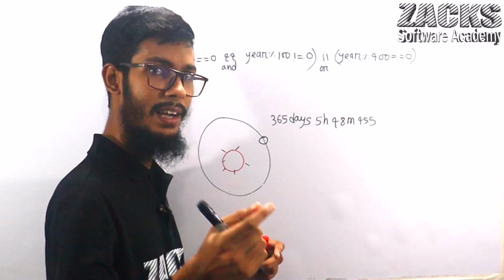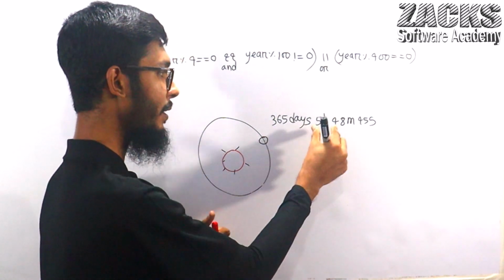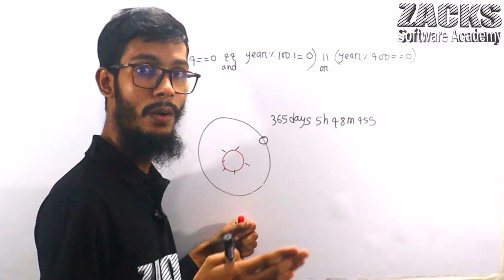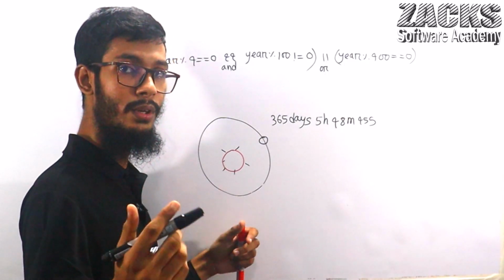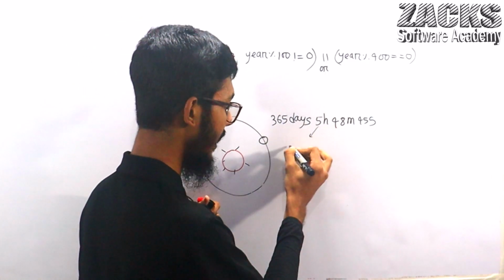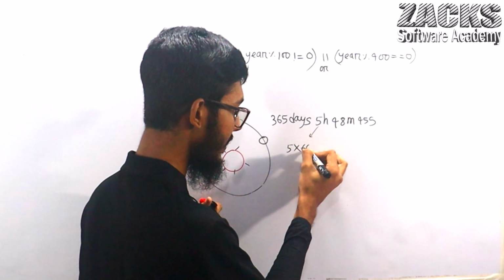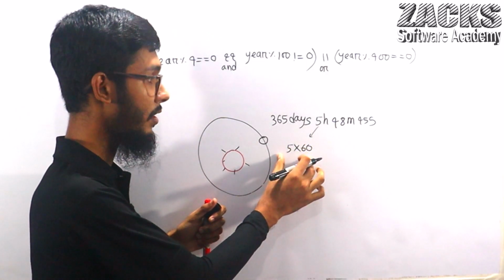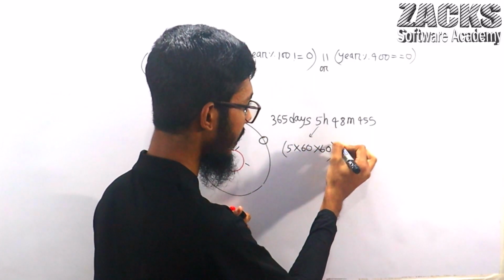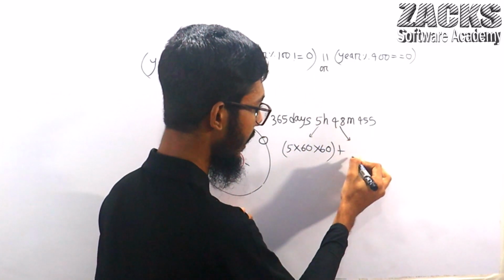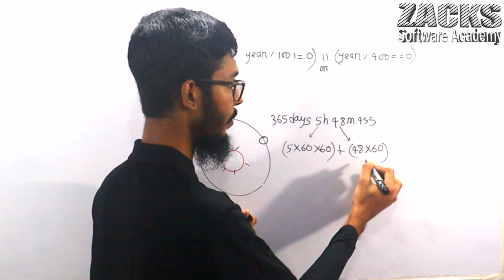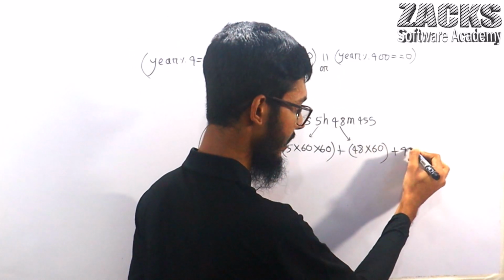But now let me do one thing. Let me convert all the things into the same unit, like hours or minutes or seconds. It will be better for me if I convert into seconds. How to convert hours to seconds? 5 multiplied by 60 converts it into minutes, then again 60 converts it into seconds. How to convert minutes to seconds? 48 multiplied by 60. And the 45 is already in seconds.